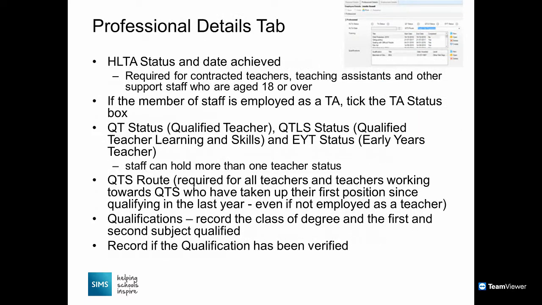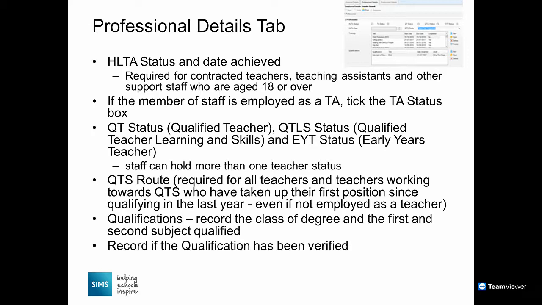On the professional details tab, high-level teaching assistant status and the date achieved is required for all contracted teachers, teaching assistants and other support staff who are aged 18 or over if they have HLTA status, whether or not they're employed as such. If the member of staff is employed as a TA, whether they might be a qualified teacher or not, click the TA status box.